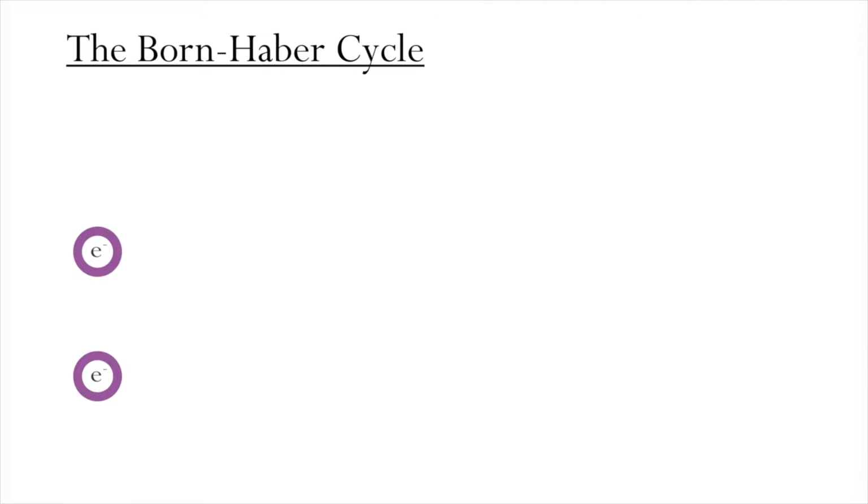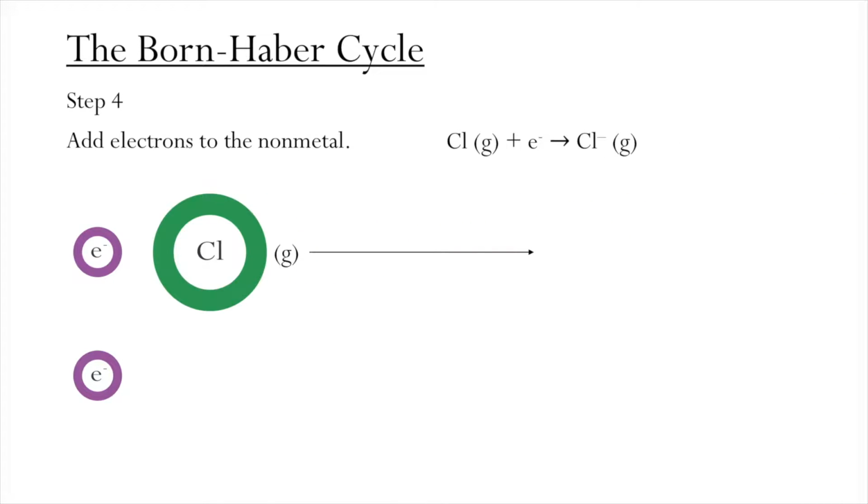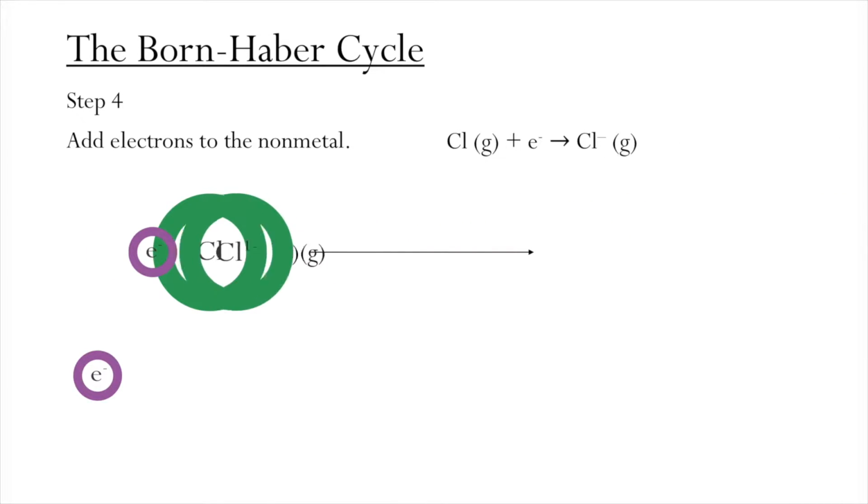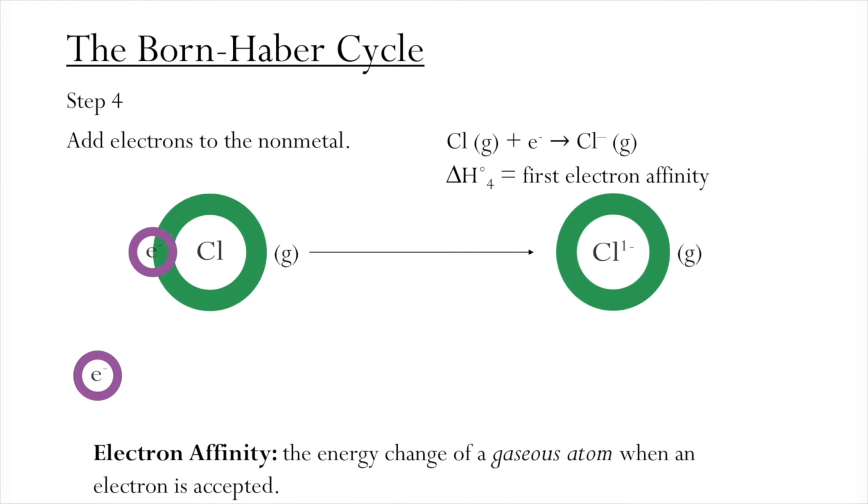In step 4, we want to take the electrons we removed from magnesium in step 3 and add them to the nonmetal atom, chlorine, to form a chlorine anion. The enthalpy, delta H4, is equivalent to the first electron affinity for chlorine gas, where electron affinity is defined as the energy change of a gaseous atom when an electron is accepted.